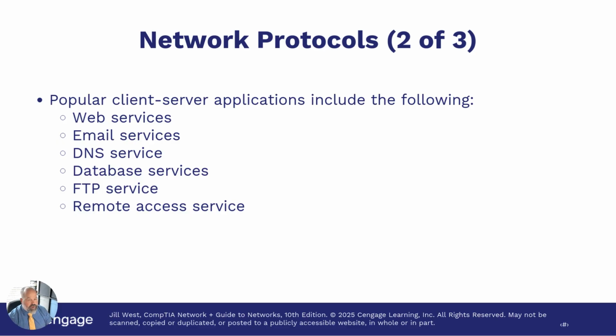Some common client-server applications and the protocols they use are on this slide. Web services use HTTP or HTTPS for browsing the internet. Email services include SMTP for sending, POP3 or IMAP for receiving. DNS server turns easy to remember names like google.com into an IP address that computers understand. There's database services for storing and retrieving structured data. There's FTP, which is File Transfer Protocol. This one's kind of old, but still around. And then remote access, which lets you control a computer from somewhere else.